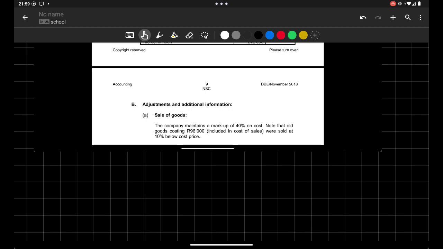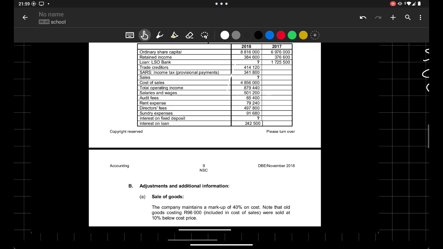I've looked at 2019 up until the 2023 question papers, and we don't have anything like this whereby they sold goods below cost, right? But we'll do the whole thing so that you're able to understand it. Just pay more attention to the normal part and not the one that is below cost, right?